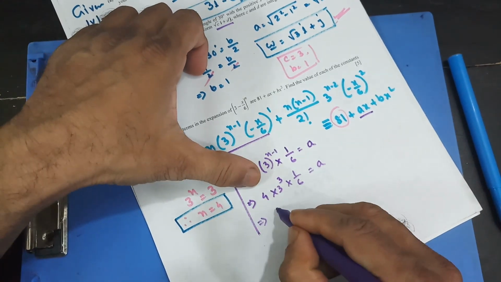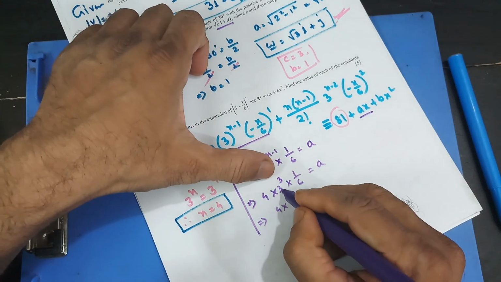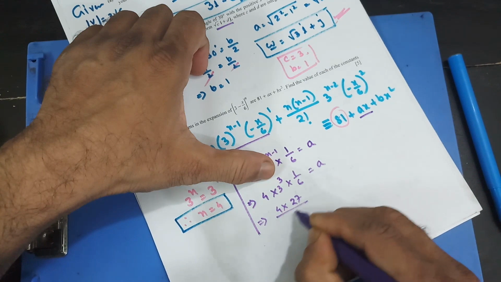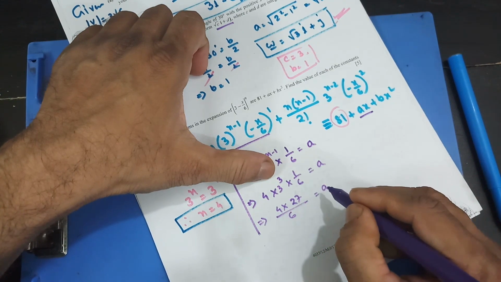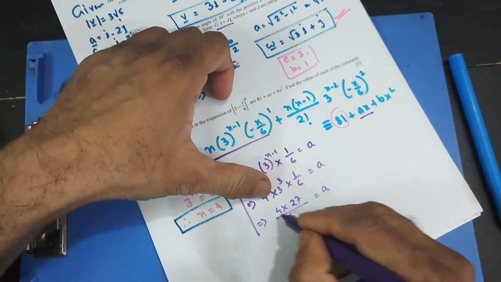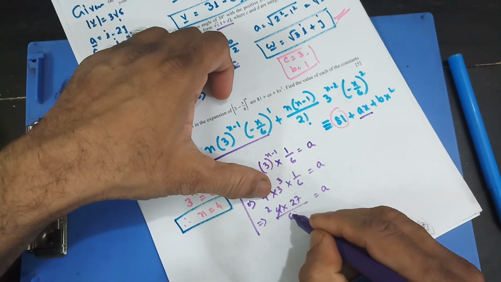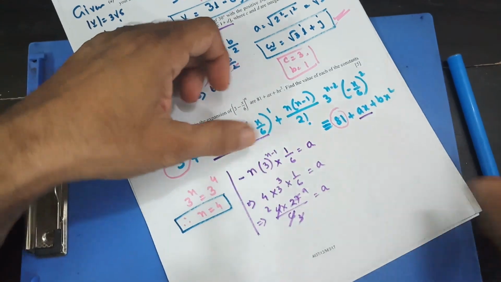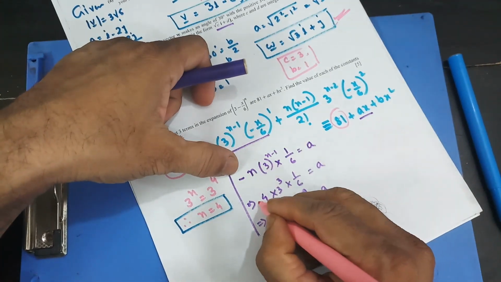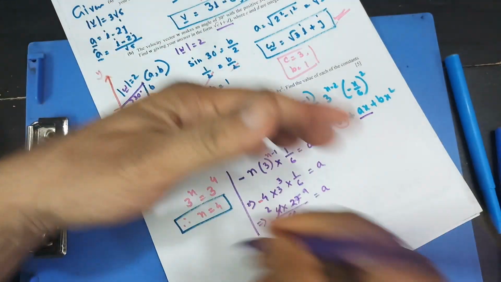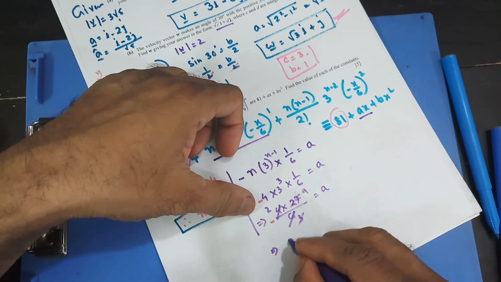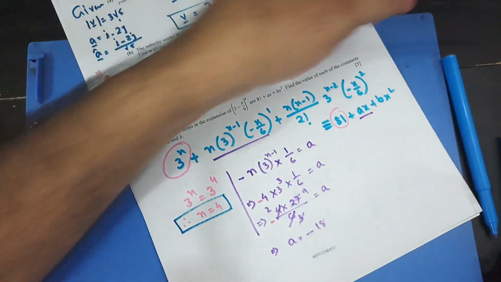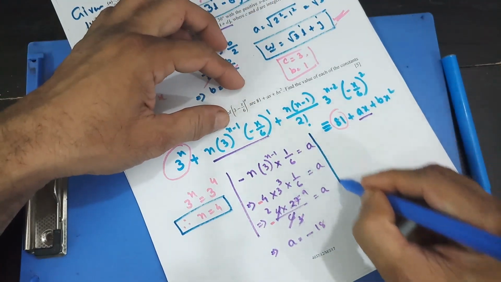So that's going to be 4 times 3 to the power 3, which is 27, divided by 6 equals a. So 2 3s are 6, 3 9s are 27. And don't forget there was this minus sign in front of it, so a equals minus 2 times 9, which is 18. Okay, so that's done.